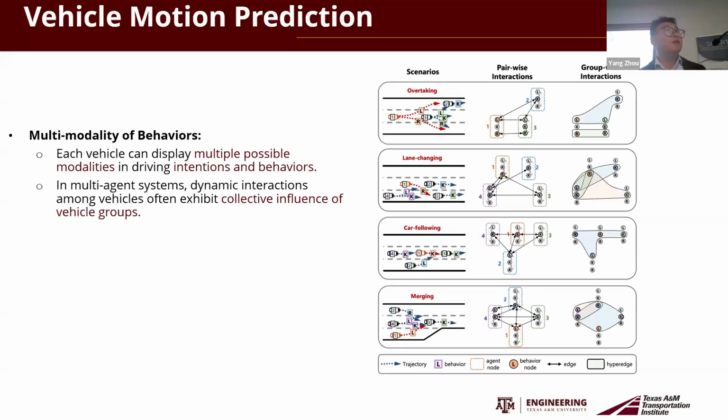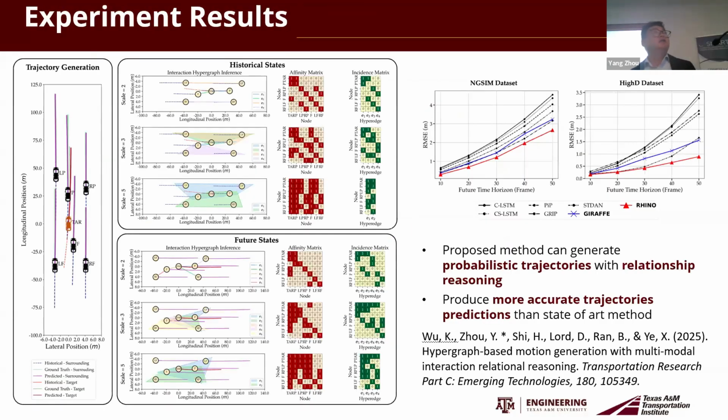So we use hypergraph learning based on the NGSIM data set as well as the HighD data set. And this approach can provide a probabilistic trajectory with relationship reasoning. And furthermore, by comparing with the state-of-the-art methods, we find that it can provide very accurate trajectory predictions by capturing this high-order vehicle dynamics in a group-wise manner.